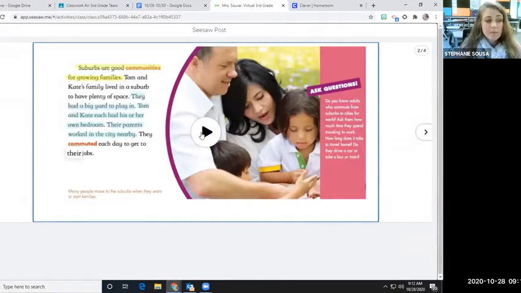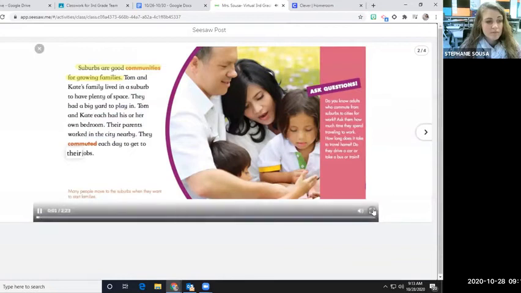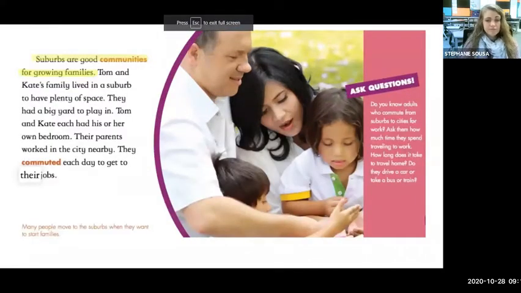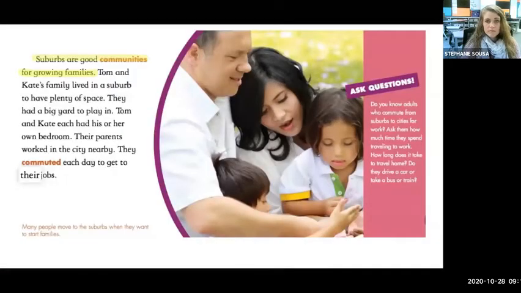This is an example of an author using facts and opinions to support their viewpoint. I'd like for you to observe this. Authors use facts and opinions in their writing. Here is a text about suburban communities. Let's take a look at how this author uses facts to support her point.